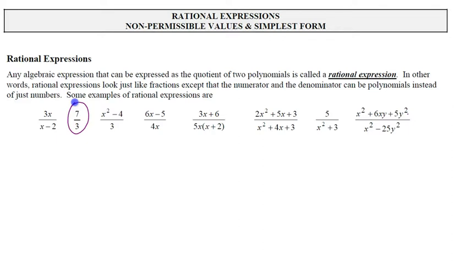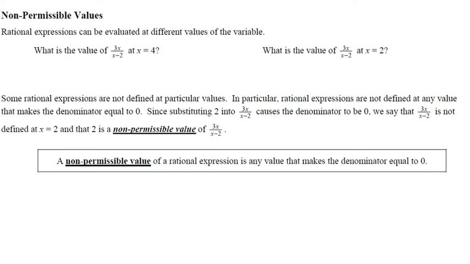All right, let's move on to non-permissible values. Rational expressions can be evaluated at different values of the variable. Now, if it's a fraction like 7/3, there's nothing to evaluate, that's 7/3. But when it's 3x over x minus 2, what's the value at x equals 4? What do we have to do? Where we see x, we're going to substitute in a 4. We replace every x with a 4. 3 times 4 is 12. 4 minus 2 is 2. And that evaluates to give us a value of 6, for that particular expression.